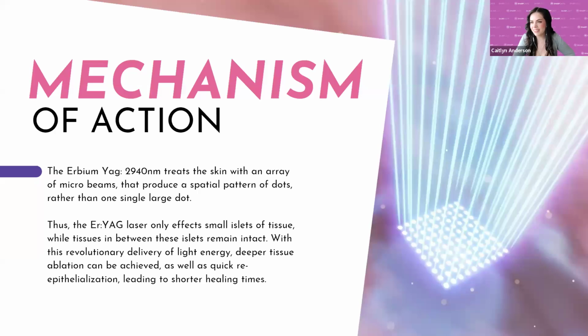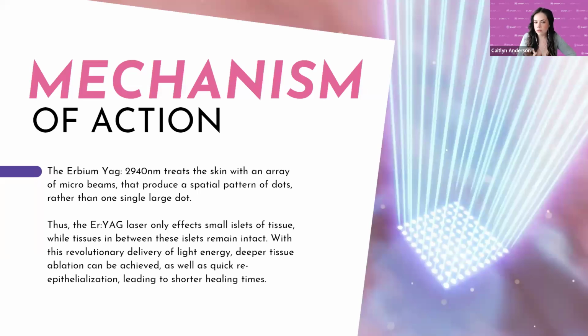Thanks for that. That's a really great introduction to learning about fractional. So essentially, the erbium YAG works at 2940 nanometers, and it treats the skin with an array of microbeams. As she was saying earlier, it creates a small spatial pattern on the skin in dot formation, rather than a large single dot. So with fractionated laser, instead of a full ablation of the skin, it only affects small little islets of tissue, which is ideal for wound healing and shorter downtime.